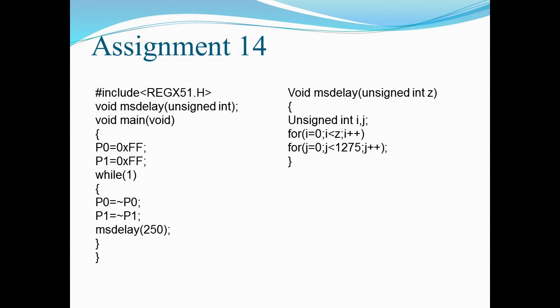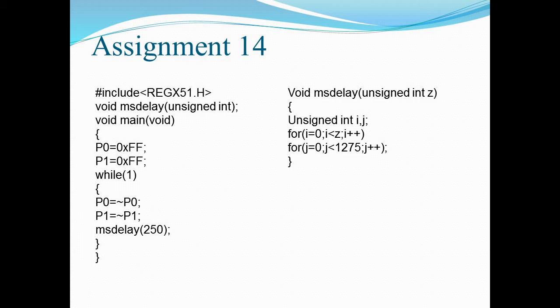Now let us look at the program. In this program, you can see that it is a standard program, and we have included one subroutine, the MS delay, that we have already studied. Within void main, you can look at this: P0 is equal to 0xFF. So we are making port 0 all bits 1. P1 is equal to 0xFF. Once again, P1 also has all the bits set to 1.